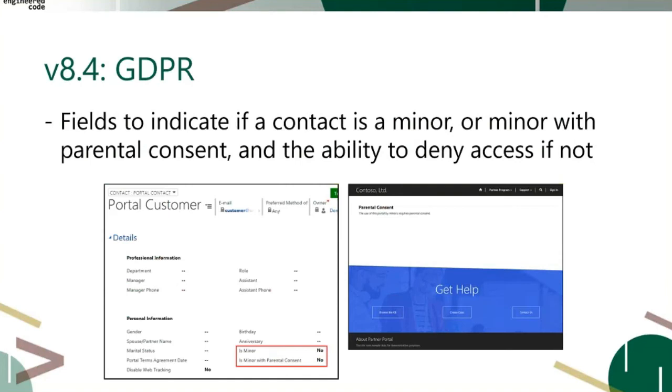Next are fields to indicate if a particular contact is a minor, or a minor with parental consent, and then you have the ability to block portal access if those conditions aren't true. So if your site allows minors, and the rule is that you need to have parental consent, you can see in the screenshot there are a couple of checkboxes indicating that the contact is a minor and that they are a minor with parental consent. You can then enable on your portal so that if those conditions aren't true, they're not able to access the portal. Again, that's just another one of those regulations from GDPR that Microsoft has included.